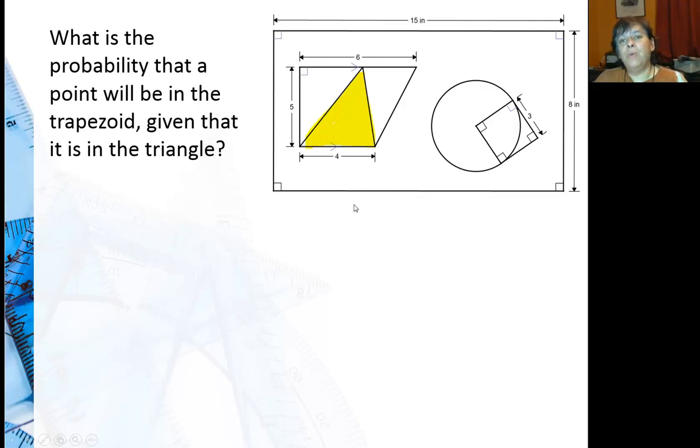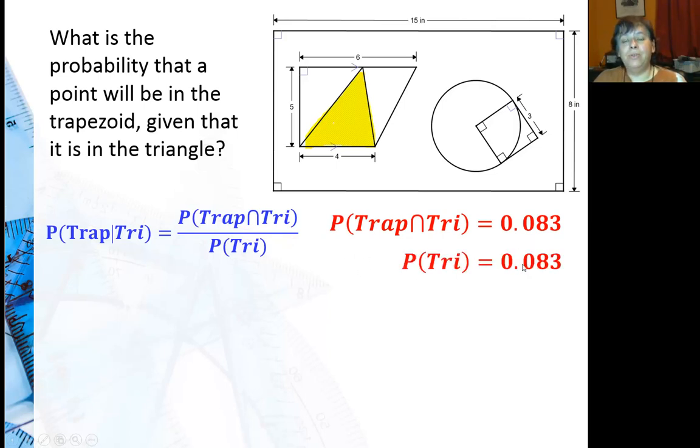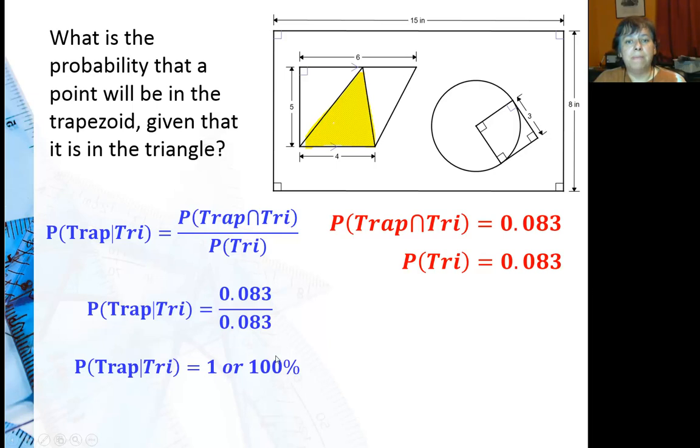So we'll apply this for one problem. This is an odd problem that I'm going to do for you, but I want to show you what happens in certain situations. So I'm going to say, what is the probability that a point will be in the trapezoid given that it is in the triangle? So I'm going to actually use the formula and we'll reason it out. So I need to find the probability that's going to be in the trapezoid and the triangle, and you already calculated that in your practice. And that was 0.083, hopefully. And we figured out the probability for the triangle. It was the same. When I put both those numbers in, I get 1, or 100%. Why do I get 1? Well, isn't the entire triangle in the trapezoid? So if I'm in the triangle, I know I have to be in the trapezoid.